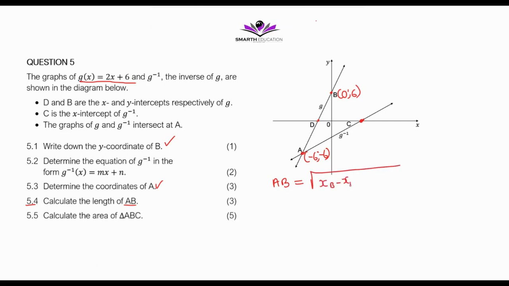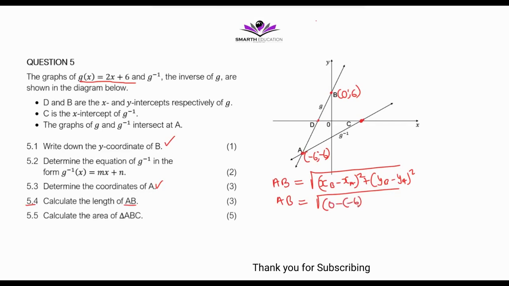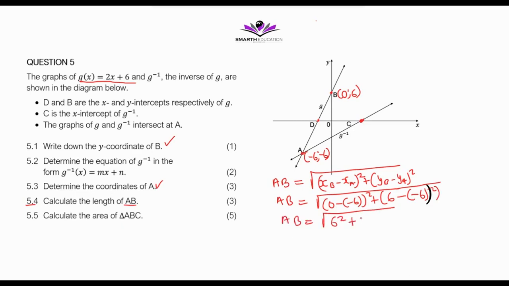xb minus xa squared plus yb minus ya squared. So AB is equal to the square root of 0 minus -6 squared plus 6 minus -6 squared. AB is equal to the square root of 6 squared plus 12 squared, which is equal to the square root of 180. AB is equal to 6 root 5. Or we can say 13,42.